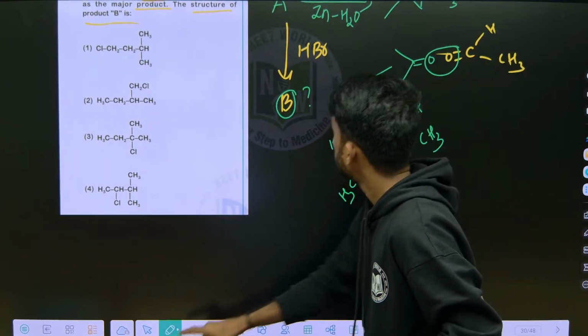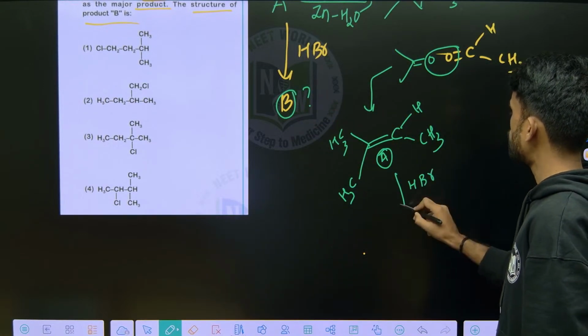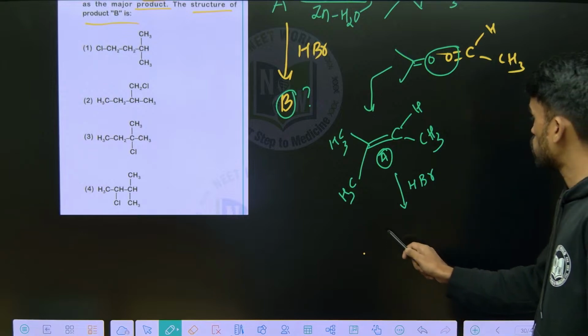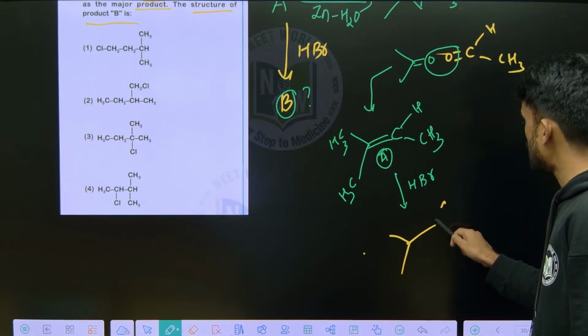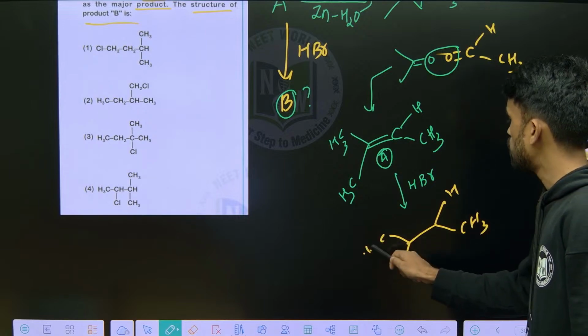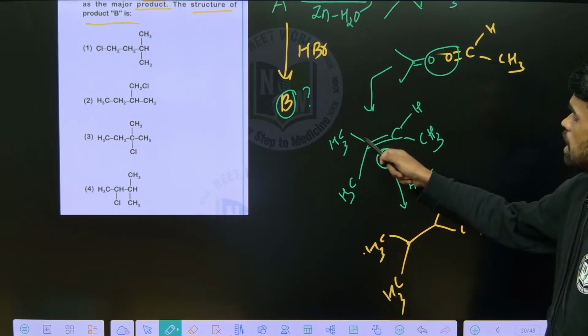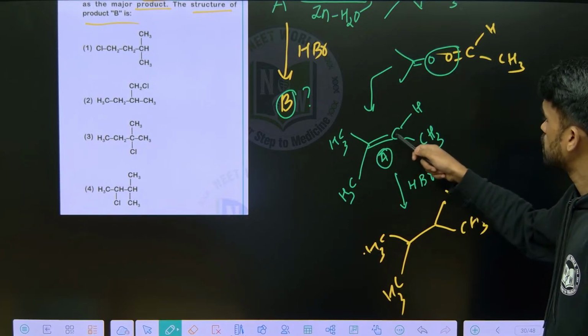To this, what can I add? I need to add HBr. So this is an unsymmetrical alkene. Just follow the Markovnikov rule. What is that Markovnikov rule? The negative part of the adding molecule, the negative part of this HBr, is added to the carbon containing the least number of hydrogens. So here it is having 0 hydrogens on this carbon.